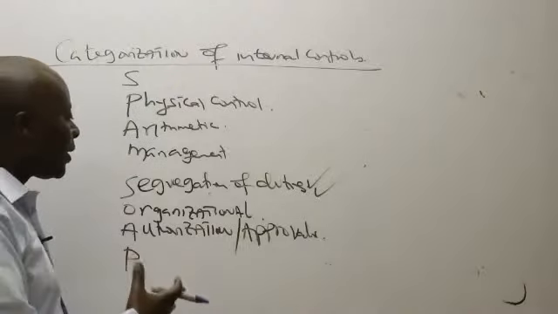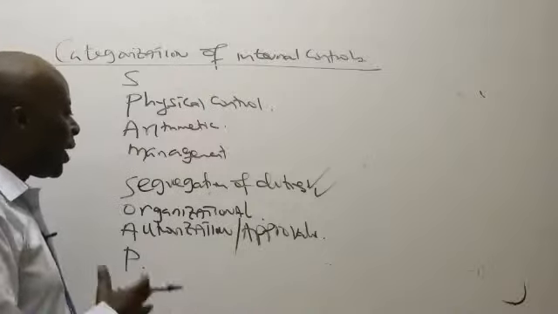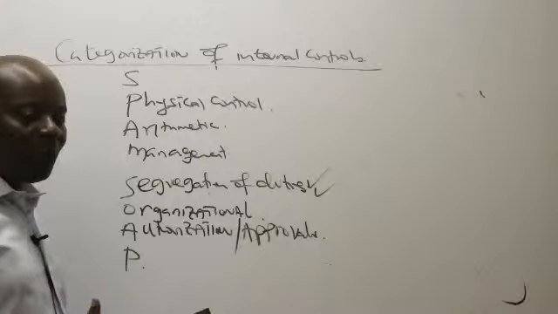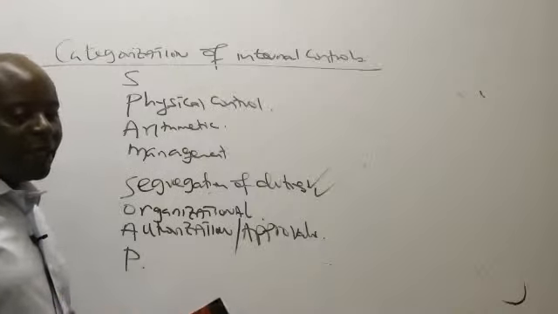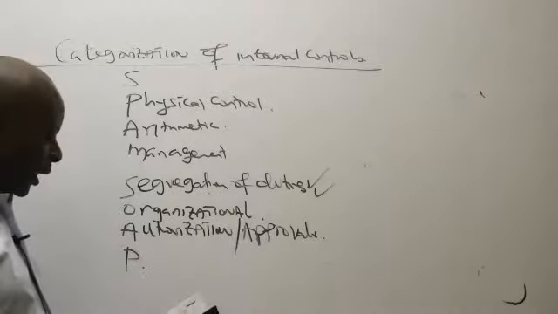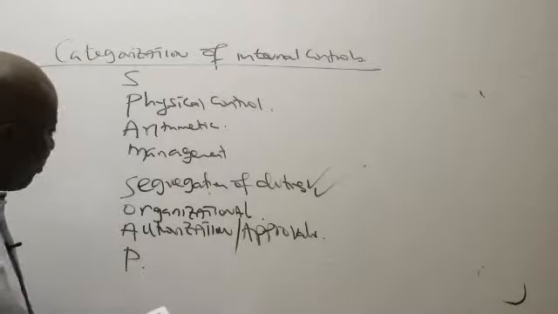Segregation. To segregate is to separate. To segregate is the opposite of aggregate. When you aggregate, you're putting together. When you segregate, in this case here, you're doing what? You're giving duties to many people like that.